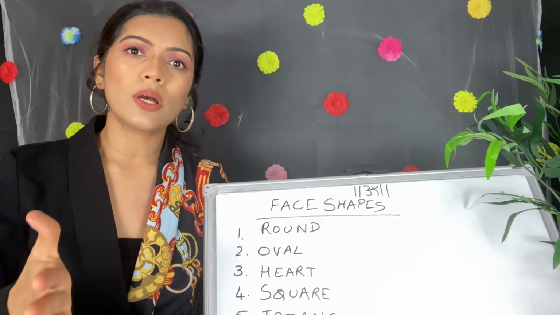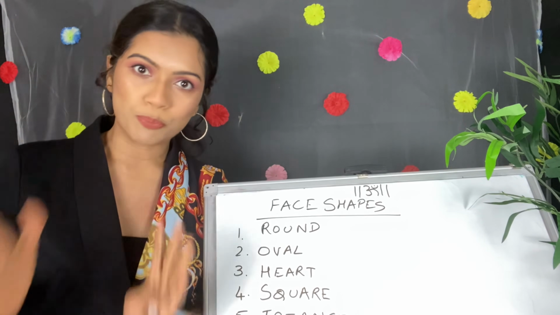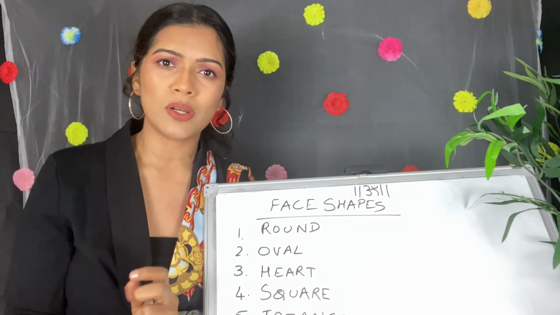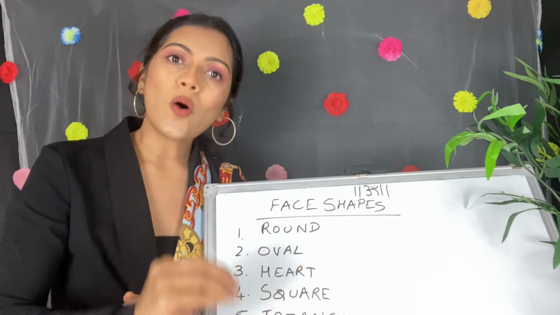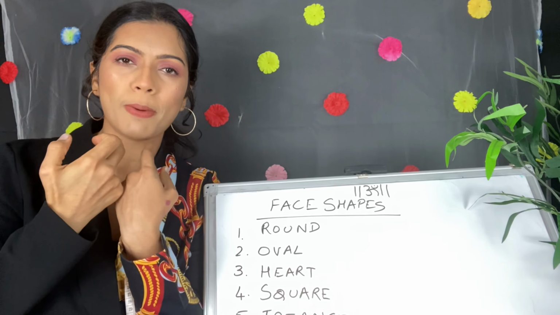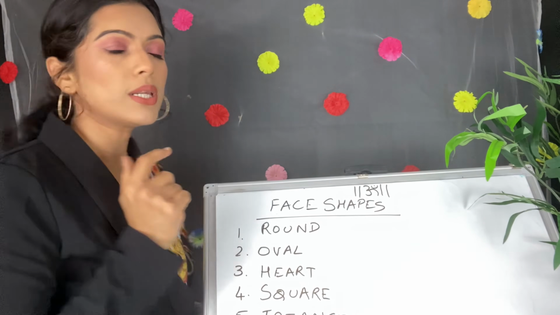So even if you are not oval, even if you're square, even if you're round, even that is beautiful the way it is, guys. So please don't think that only oval is beautiful and the rest are not. It's not like that. All the face shapes, the way they are, are beautiful. You just have to contour some parts so that it looks more beautiful than it is. So guys, what is a round face shape?